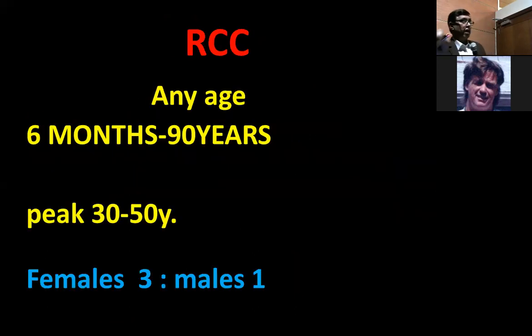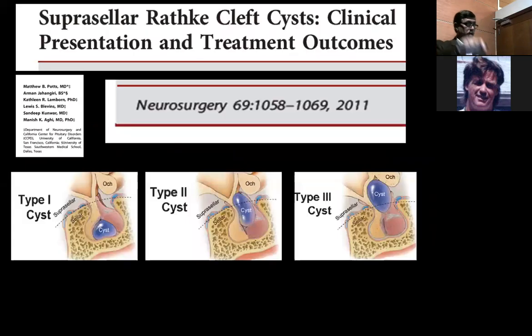Which age? Any age, 6 months to 90 years. Peak is 30 to 50. Females, luckily, are more than males. Lucky for us males. Location, where do they occur? As we said, they could be intrasellar, type 1, or intrasellar and suprasellar, type 2, or completely above the diaphragm, called totally suprasellar. And this is a very nice paper, suprasellar Rathke's cleft cyst, clinical presentation, in 2011 in Neurosurgery.